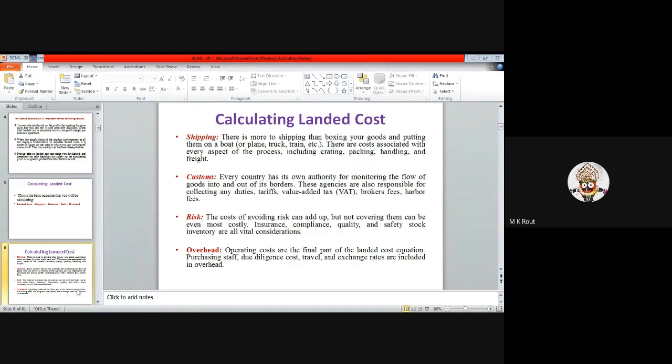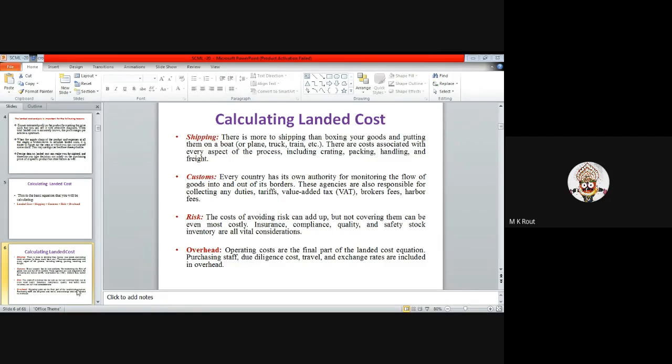Whatever it should include in case of packaging or loading and unloading or in case of flight. The next part is customs. So every country has its own authority for monitoring the flow of goods into and out of its territory.